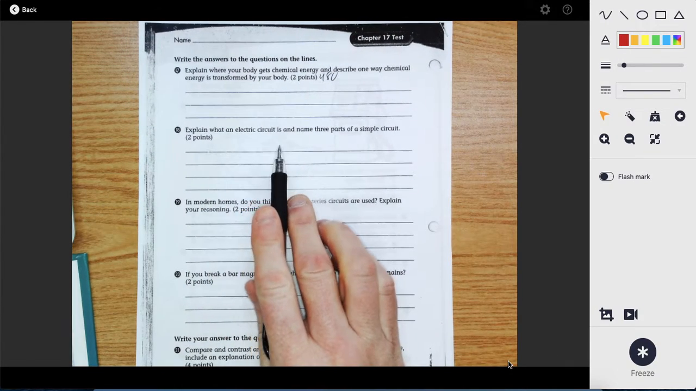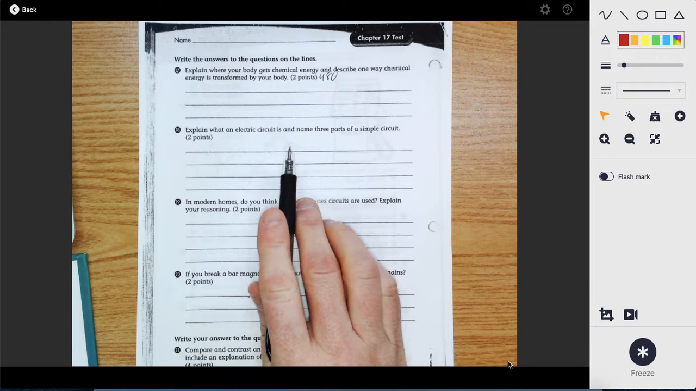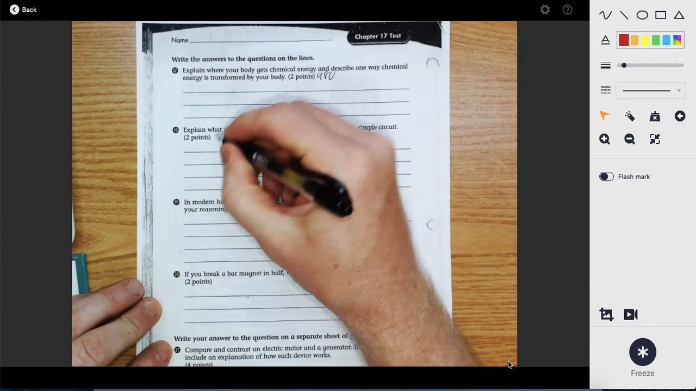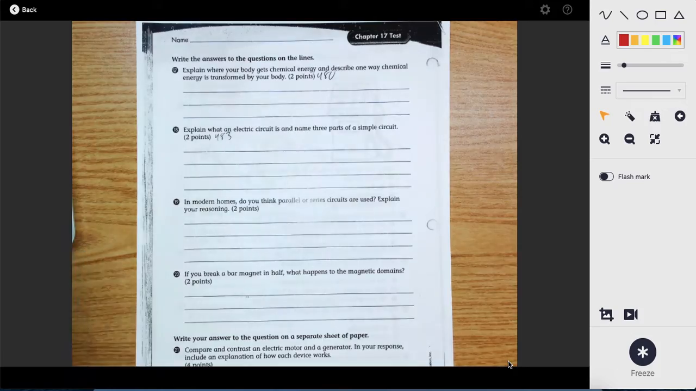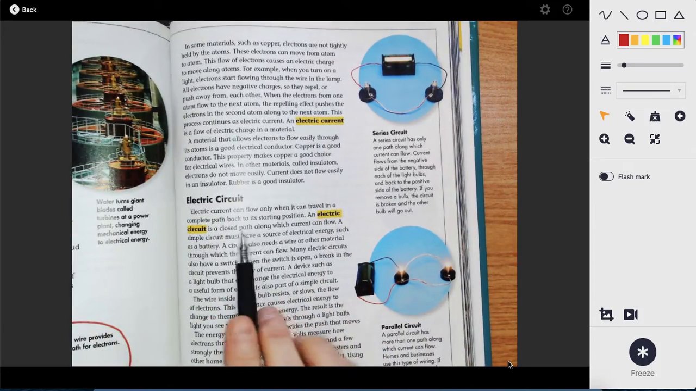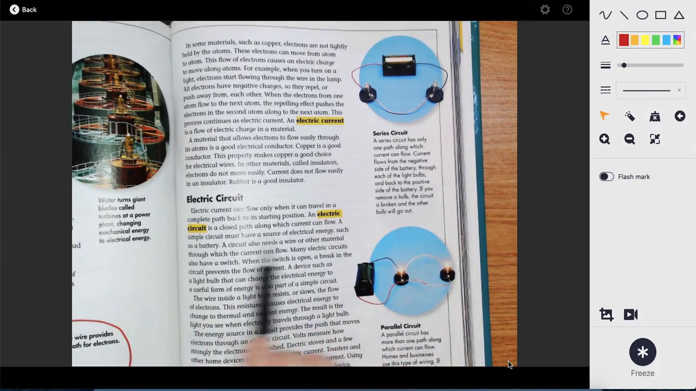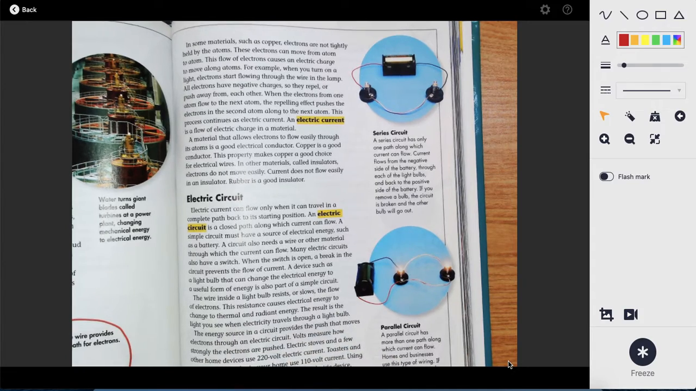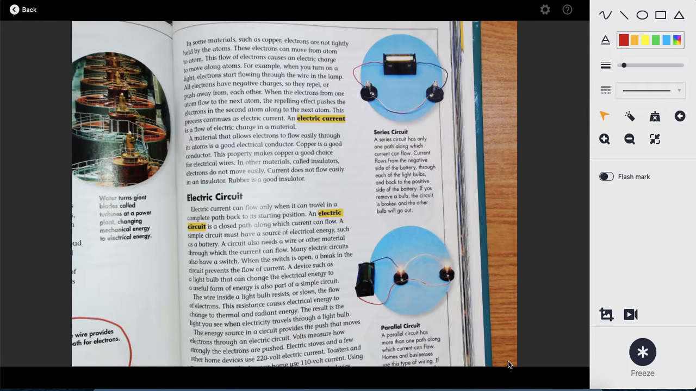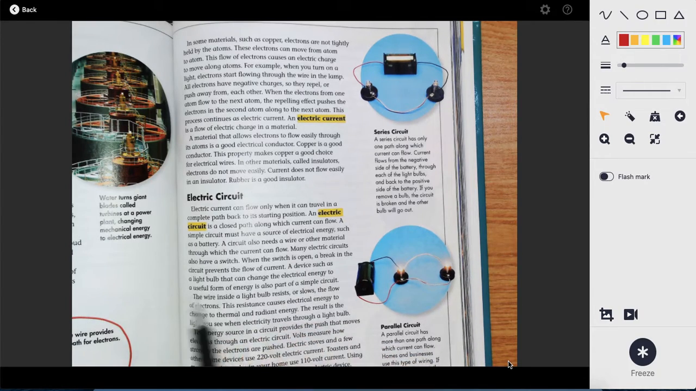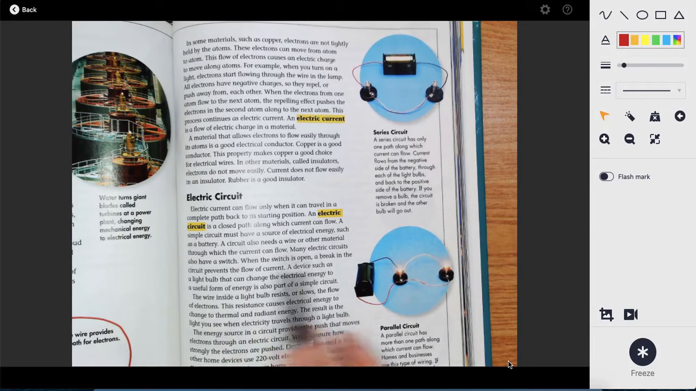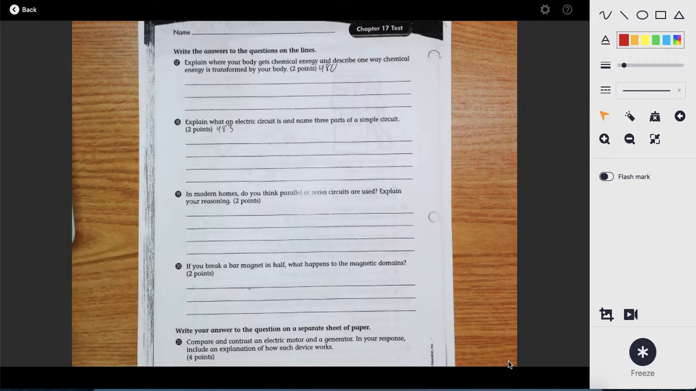Explain what an electric circuit is and name 3 parts. That one would be found on page 483, guys. We have the definition for an electric circuit here. That's the first part they want. And then as you read the rest of the paragraph, they actually name 4 things in an electric circuit. Your book names 4. The test says what are 3. So you pick any 3 out of those 4 or all 4 if you want to get them.